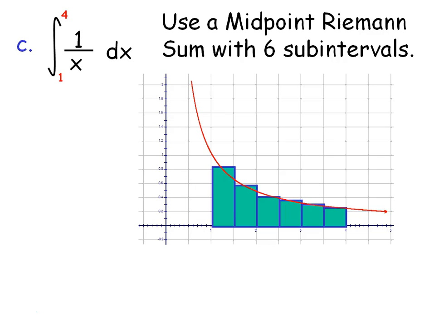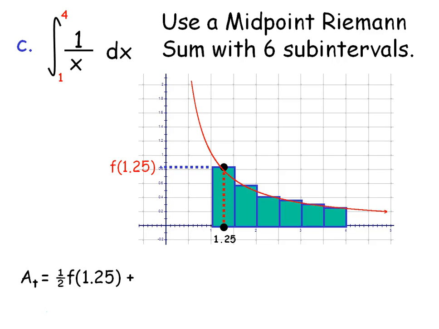Now on the first rectangle, you'll notice the base of the rectangle goes from 1 to 1.5. The base of the rectangle is still 1/2, but the middle of that rectangle is going to be at 1.25. So the height of the rectangle will be the function at 1.25. Now the second rectangle would be at 1.75. So you're just adding 0.5 each time to get the midpoint of the next rectangle.